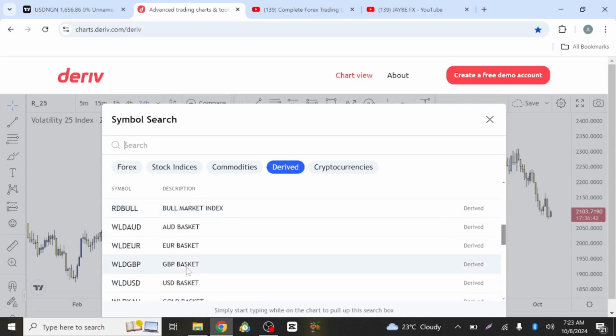Now you just need to pick this. I'm not saying the strategy doesn't work on other currencies or other pairs. I'm just saying I want to pick the pair that respects my strategy the most.